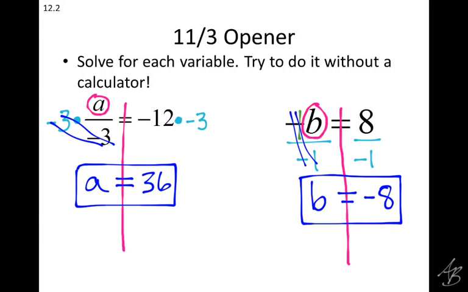Now, there's kind of a shortcut to this one. If we know that negative b is positive 8, then that means that b is going to be the opposite of 8, which is negative 8. Since we're just flipping the sign, changing it from negative to positive on the left side, then we can change the sign from positive to negative on the right side. But the reason that works is because we're dividing both sides by negative 1.